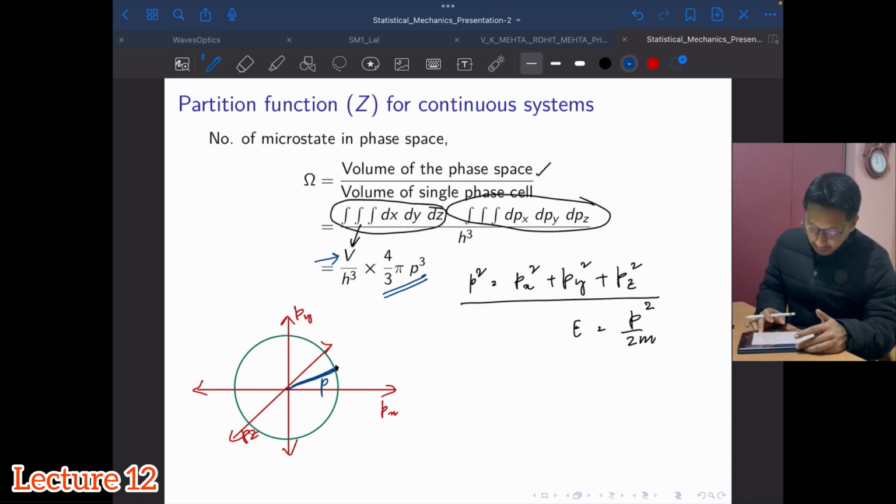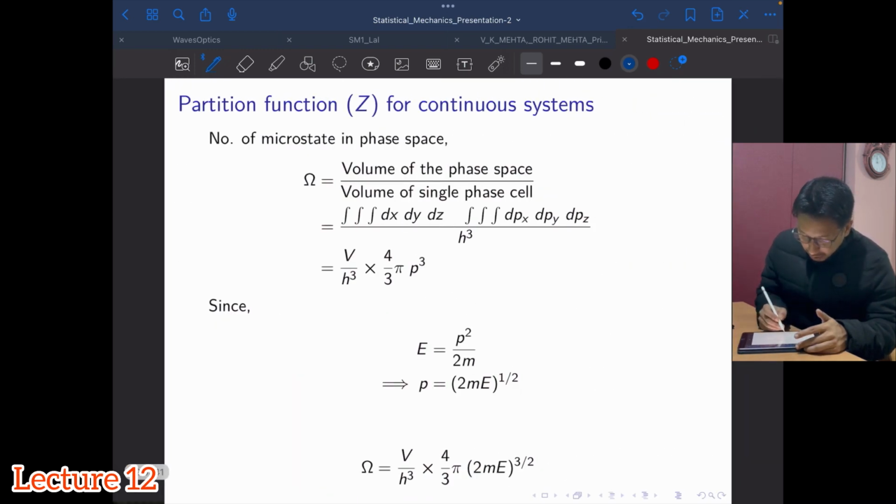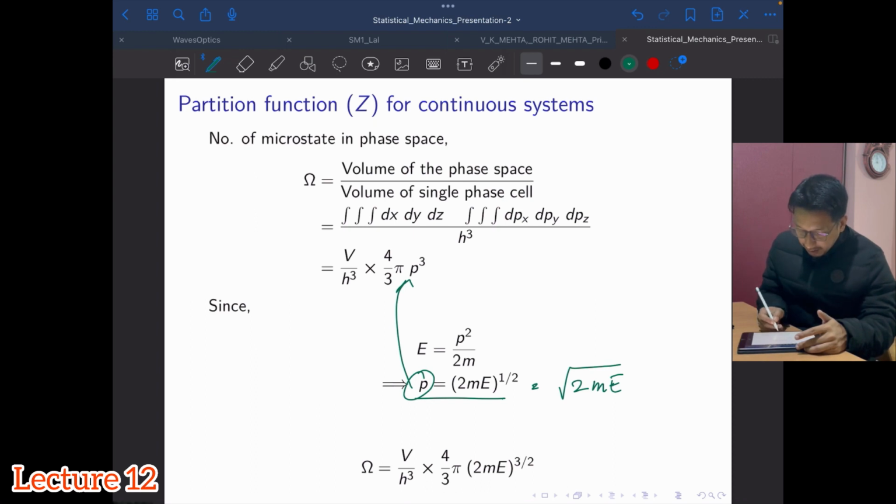Now, since we know that energy is related to the momentum by this expression, energy is equal to p square by twice m, I can write p equal to the square root of 2mE. Now substitute this value of p in this expression, and we get 4 by 3 pi p cube, where p is the square root of twice mE.